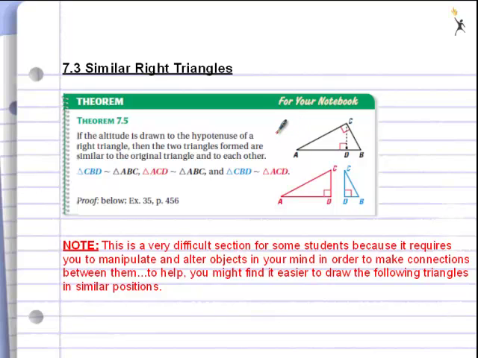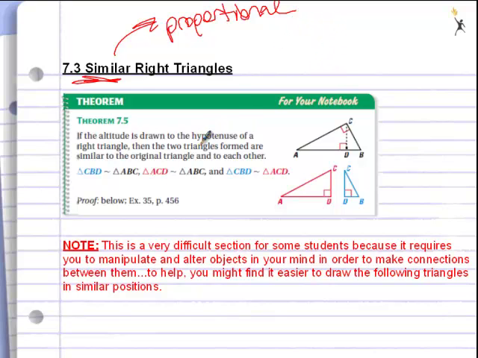Okay, so we're starting section 7.3, which deals with similar right triangles. Remember last chapter, we dealt with similar triangles being proportional. In this chapter, we're dealing with specifically right triangles. And so we're bringing back this concept of similarity. And remember, similar means proportional. So we're dealing with proportional right triangles.